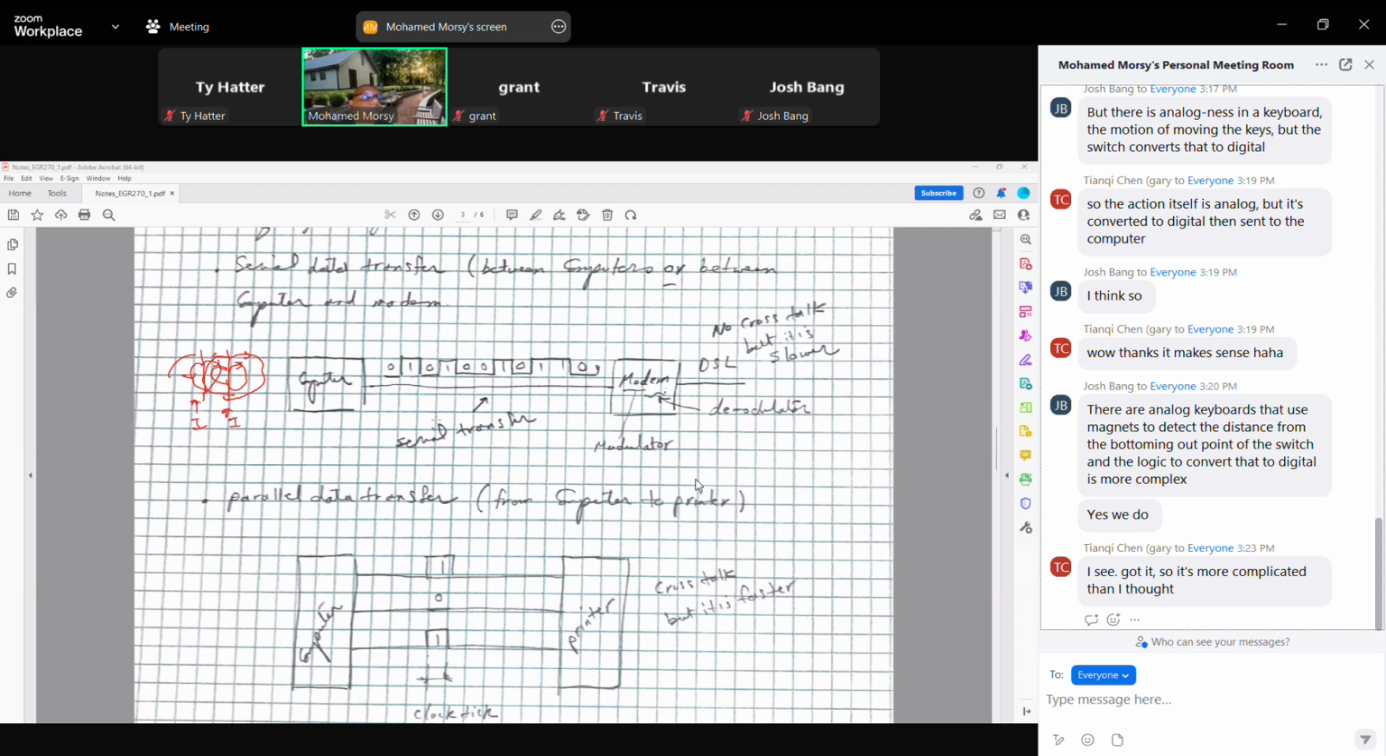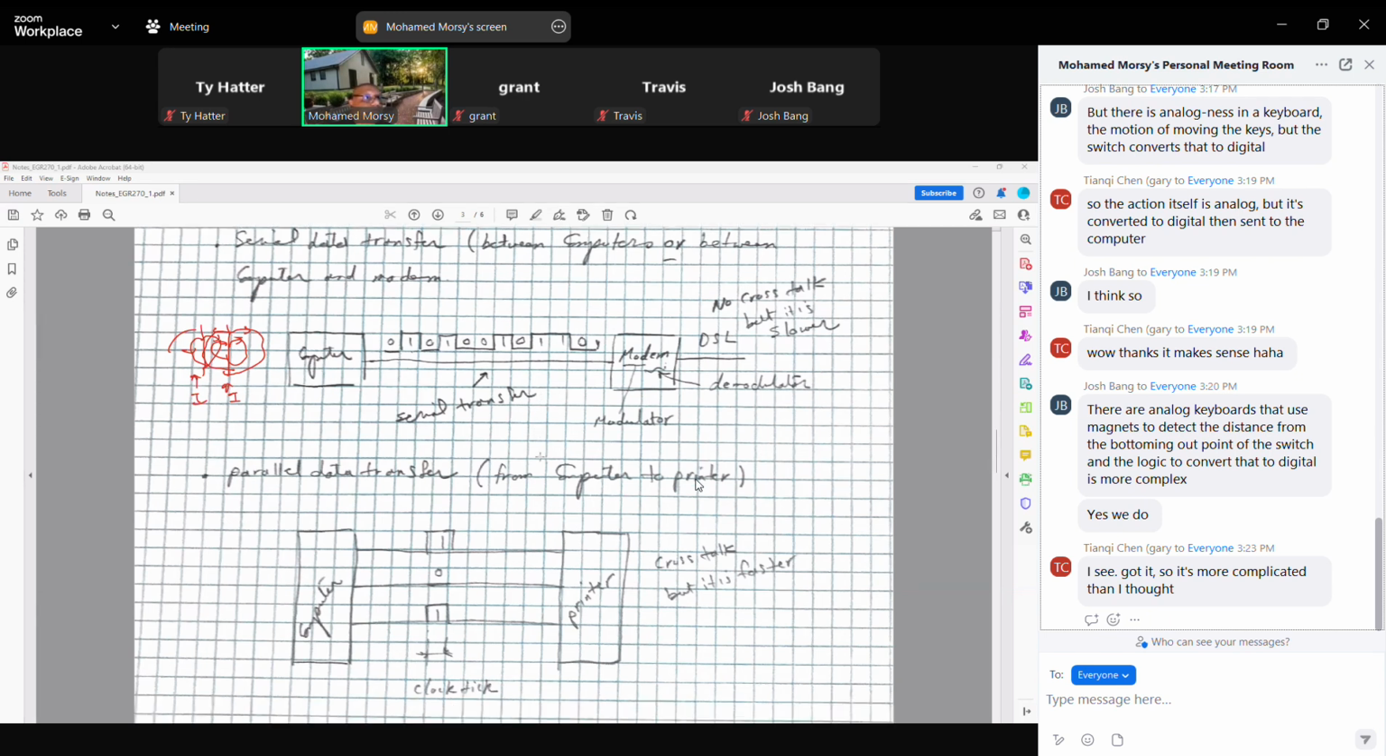But as you see here, we transmit bit by bit. So this means it's slow. This is slow. So the good advantage here is no crosstalk, but the disadvantage is that it is slow.